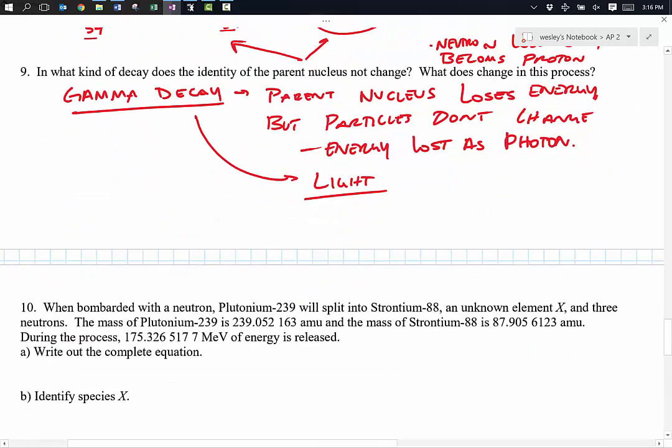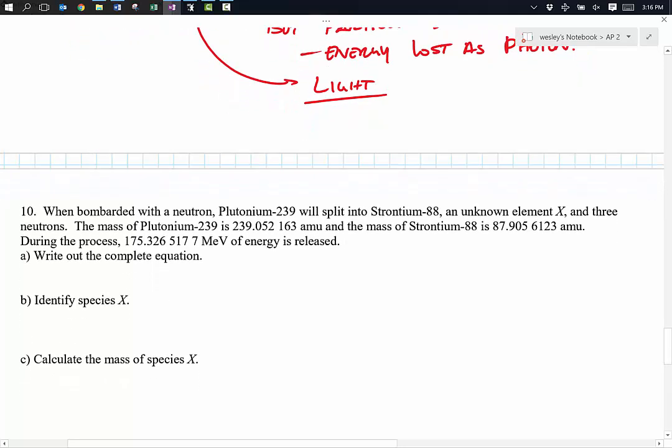So let's look at some decays, shall we? When bombarded with a neutron, so we're throwing a neutron at plutonium, it splits into strontium, something we don't know about, and 3 neutrons. So let's write out the equation. We're going to have a neutron. The neutron has 1 nucleon with no protons, and we'll just call it a neutron. We're going to add that to our plutonium, 239. Plutonium is Pu.